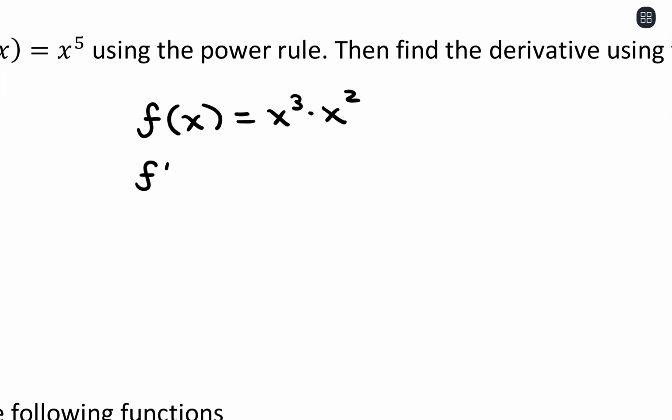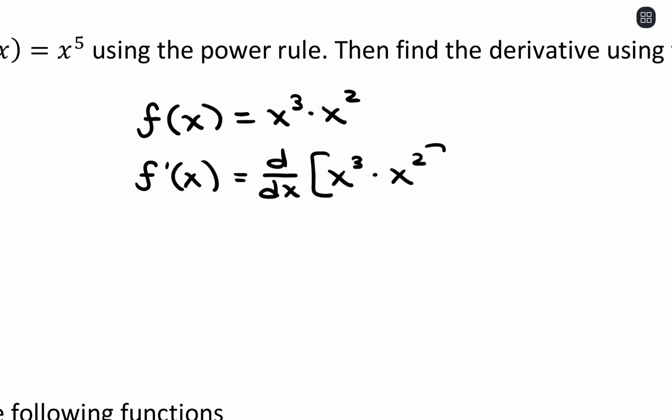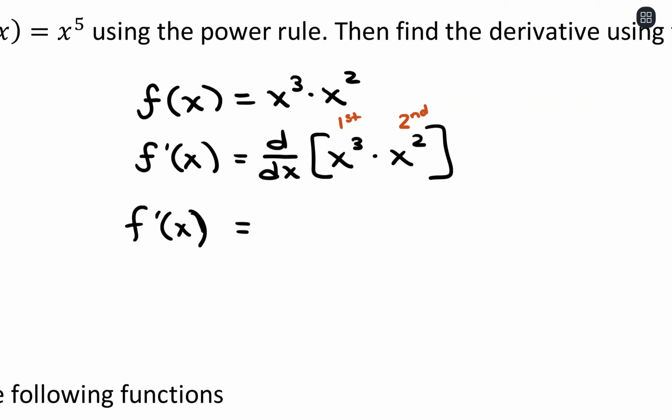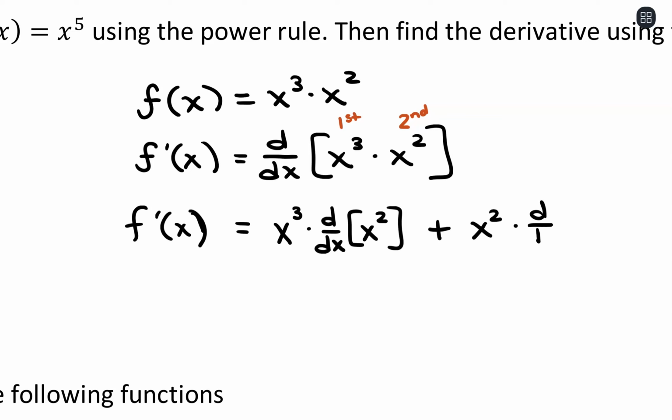So if I took the derivative, I'm going to write my notation d dx of x cubed times x squared. So taking the derivative, I would take what I'm going to be calling first and second function. So x cubed is going to be my first function, x squared is going to be my second function. So like I was saying, I go first d second plus second d first. So first d second plus second d first.